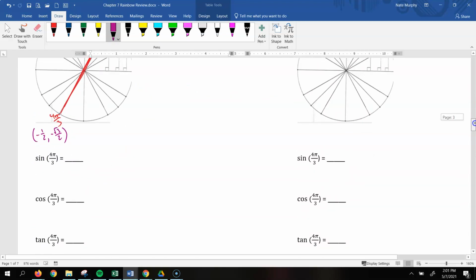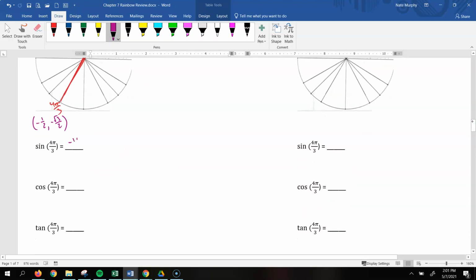So now when it says find the sine of 4 pi over 3, well, that we just said would be negative 1/2. I'm sorry, sine, not cosine. So it would be negative square root of 3 over 2. The cosine of 4 pi over 3, that would be negative 1/2. And the tangent, well, that we have to do a little bit of work.